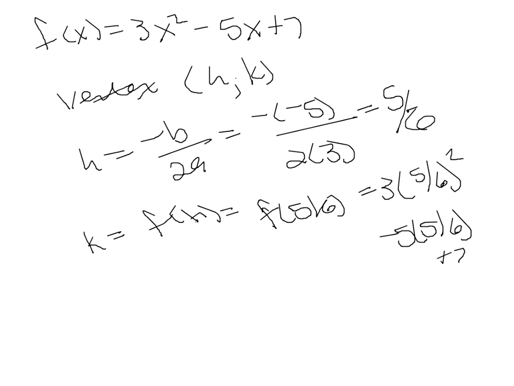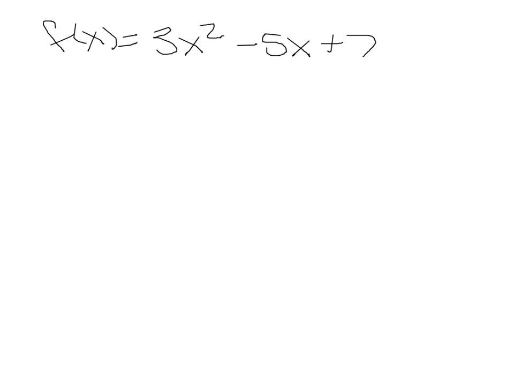I don't want to get the calculator right now, so I'm going to skip ahead to the y-intercept. So let me rewrite my function. Okay, so my y-intercept is when x equals 0. So the y-intercept is at 7.